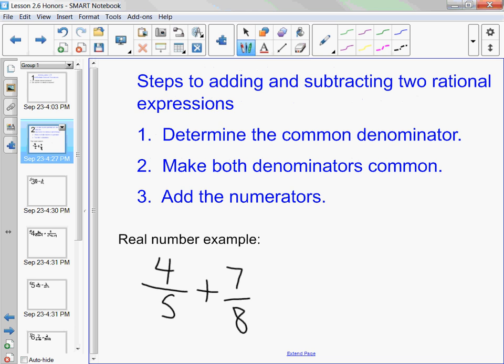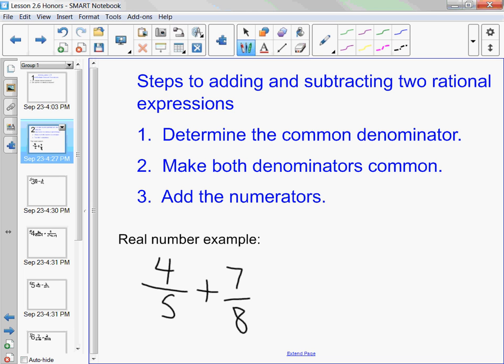These are the steps to adding and subtracting two rational expressions. First, we're going to determine the common denominator. Second, we're going to make both denominators common. And third, we are going to add the numerators. Let me show you this problem right here, and then you can write these down.